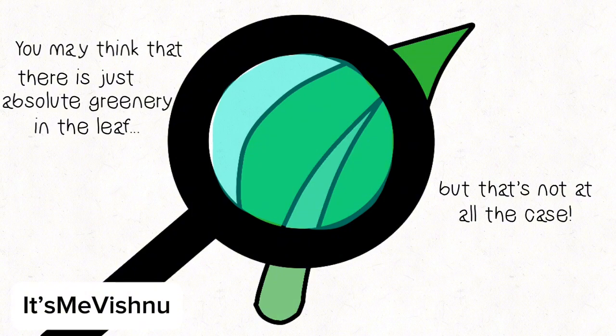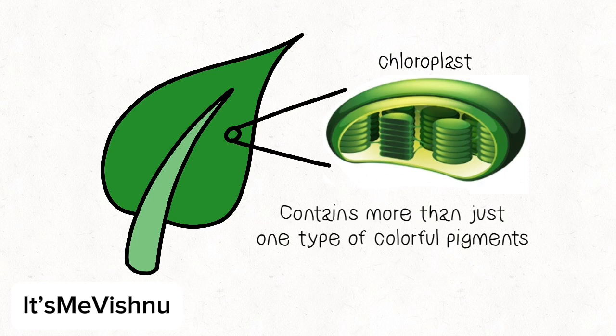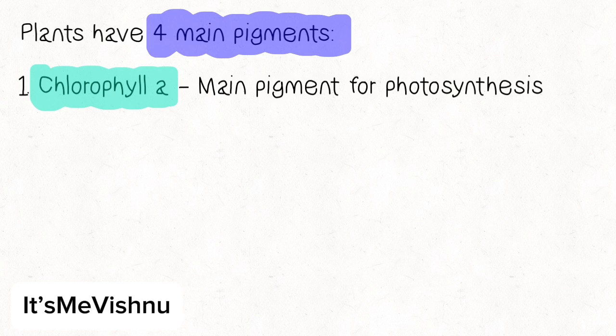When you look at a plant, you see green, but did you know that green isn't the only color hiding inside the leaf? As we learned, within each leaf there are tiny structures called chloroplasts. Within them live special molecules called pigments. These pigments absorb sunlight, but there is a twist. There are more than just one type. Plants have four main pigments.